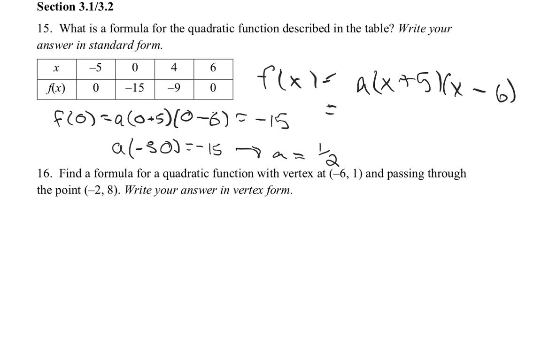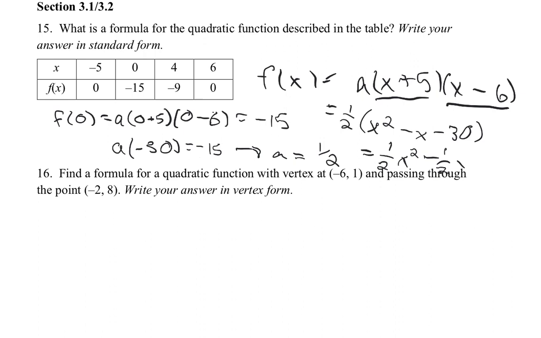So now, to get this in standard form, I need to FOIL these two factors and incorporate my value for a. So I'm going to do that, and what I get in return is this. I'm going to distribute 1/2, and we'll get 1/2 x squared minus 1/2 x minus 15. And this is a possible formula for the quadratic function described in that table.